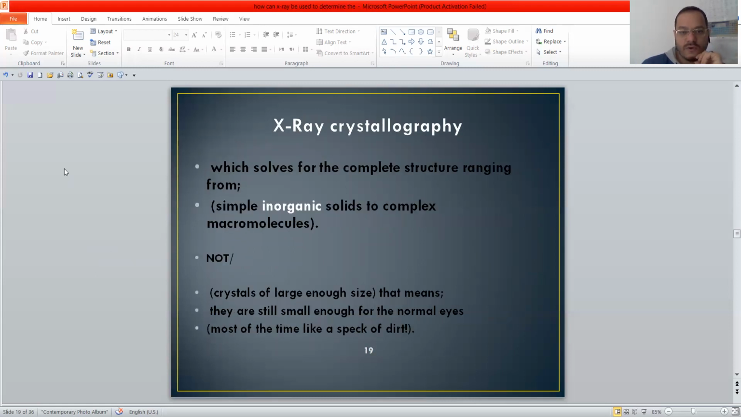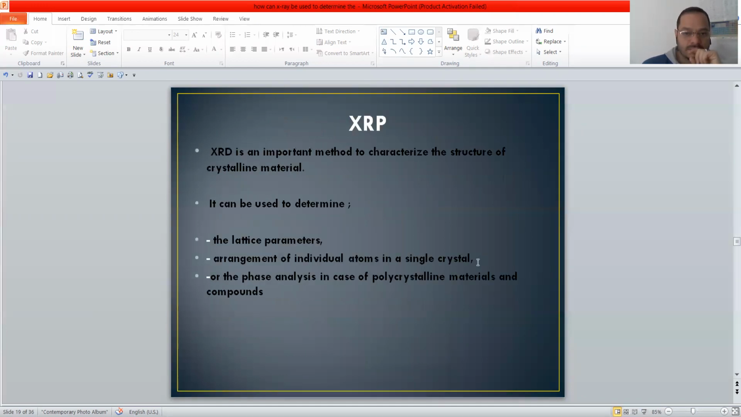We solve for the complete structure, ranging from simple inorganic solids to complex molecules. Note, the crystals need to be of large enough size. That means they are still small enough for normal eyes. Not that big that we can see it, no way. Most of the time, like a speck of dirt.